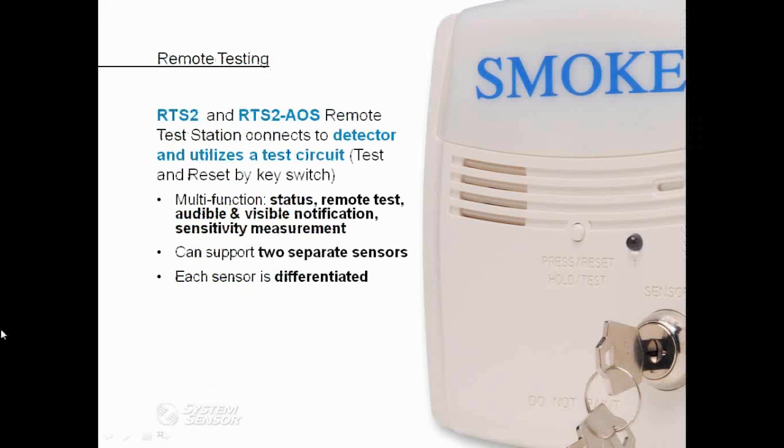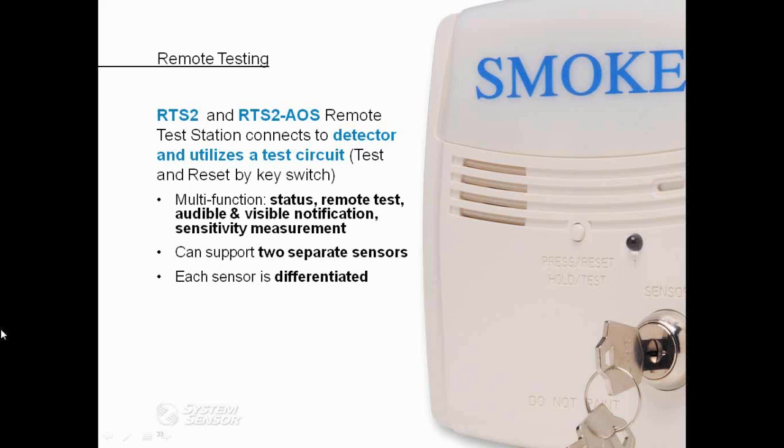Okay, first, testing can be conducted at the remote test accessory. The versions we are showing in this presentation are our RTS2 and RTS2-AOS remote test stations. They both have the same functionality, but one ships with the strobe pre-installed whereas the other ships without the strobe installed, but there is an option to have it added at a later point if it is determined that it's needed. These remote test accessories have the most functionality out of all the remote test stations that we have available through System Sensor. We also have other less sophisticated options that only perform testing using a key or push button or even a magnet.